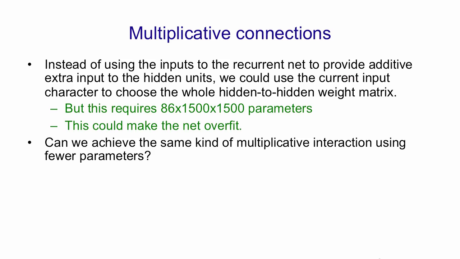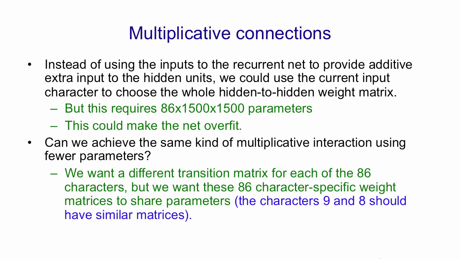So the question is, can we achieve this kind of multiplicative interaction where the character determines the hidden-to-hidden weight matrix using many fewer parameters by making use of the fact that characters have things in common? For example, all of the digits are quite similar to each other in the way in which they make the hidden state evolve. So we want to have a different transition matrix for each of those 86 characters, but we want those 86 character-specific weight matrices to share parameters. And that's a reasonable thing to do because we know that characters 8 and 9 should have very similar transition matrices.